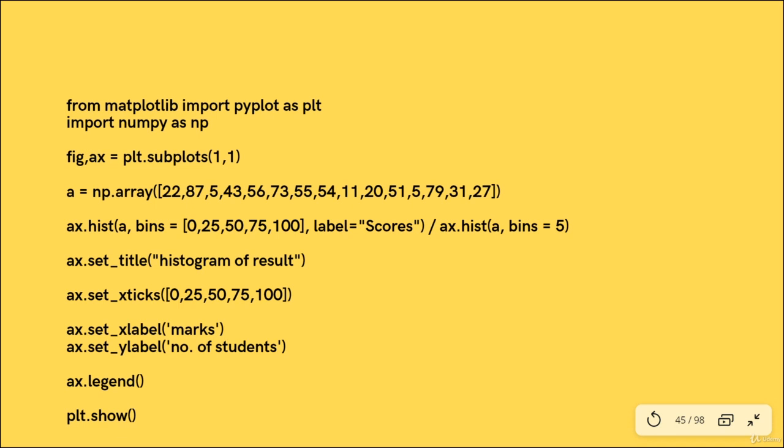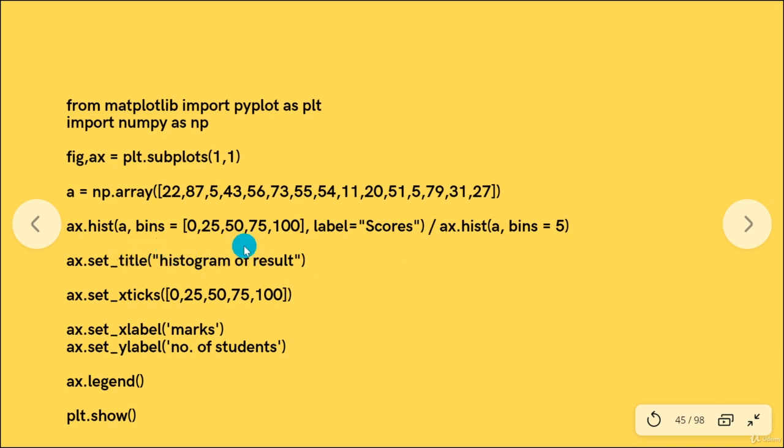So it is very simple to plot. There is no rocket science when it comes to plotting. You need to import the specific modules, then define the one by one grid. Then I'm generating an array of numbers with the help of a numpy function. So this is my array of numbers: 22, 87, 5, 43, and so on. And I want to draw a histogram. In a histogram, you need only one variable because you're understanding the distribution, nothing else. So ax.hist, hist, that we need to use. Then I want to plot a, which is the array of numbers which I have already defined above.